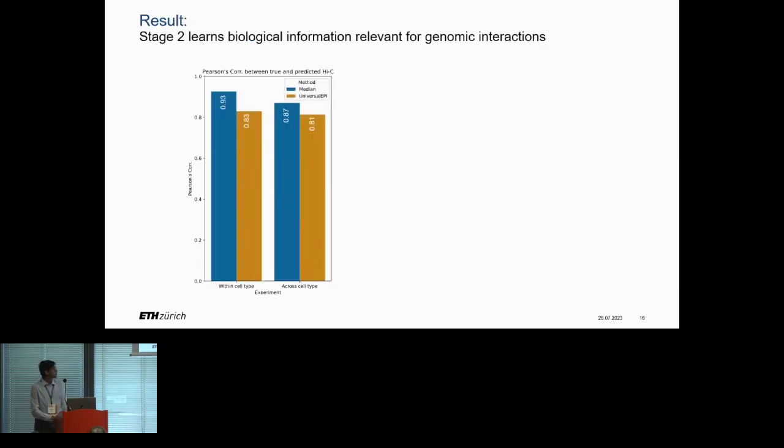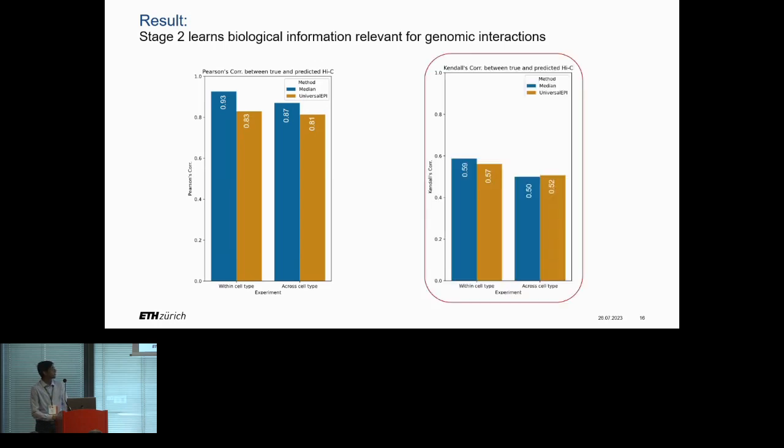We observe that the Pearson correlation in this case is quite high for both median and UniversalEPI, although median performs slightly better. However, in our use case, we are more interested in the ranks of interacting elements. So we look at Kendall's correlation. And here we can see that UniversalEPI performs similar to the median method that we introduced. We also do introduce the effect of distances in our model through relative positional encodings of the transformer. However, our hypothesis is that maybe the model is not capturing it as well. So we might want to introduce distance in a different way.